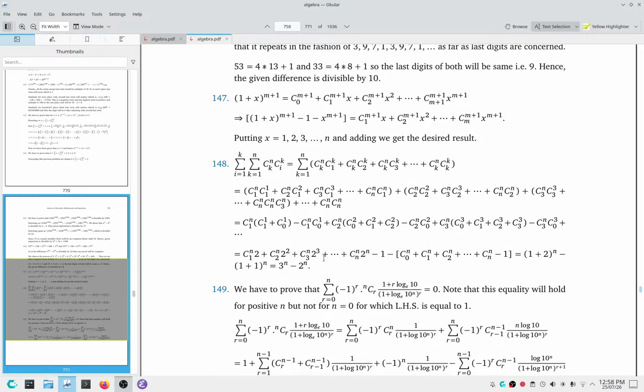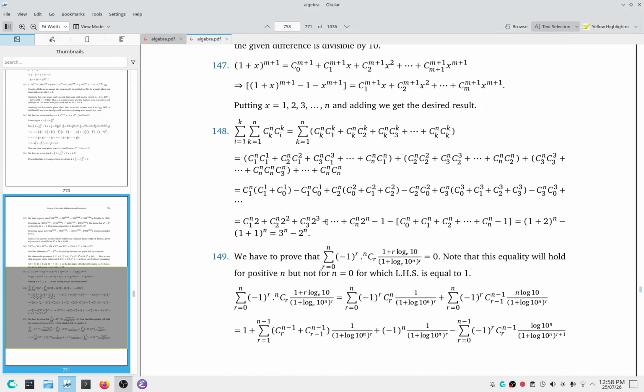If you have problem understanding this, let me know, and I will further expand this summation and all that in more steps.